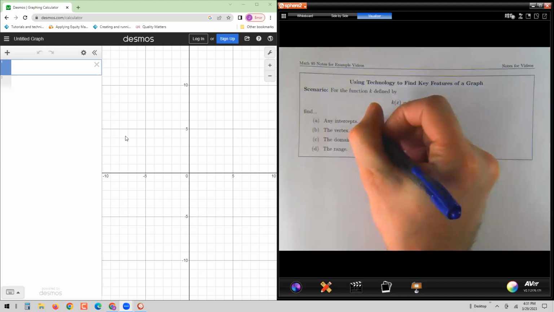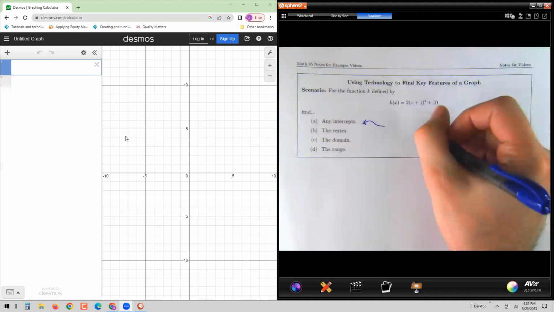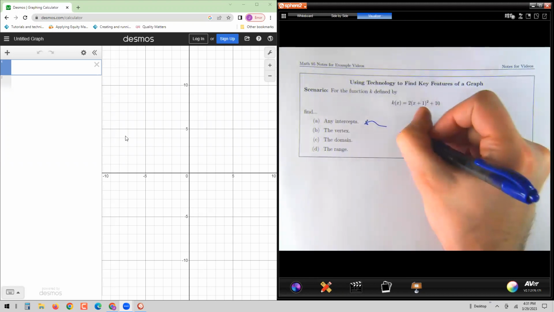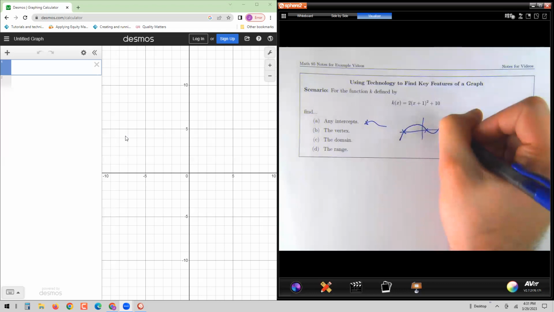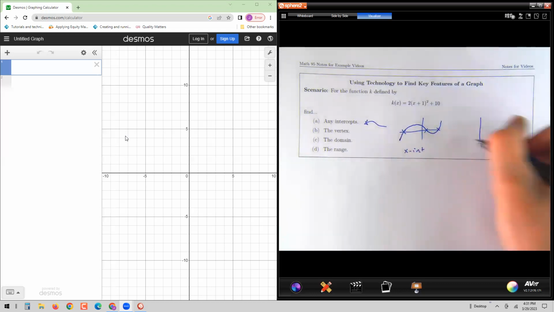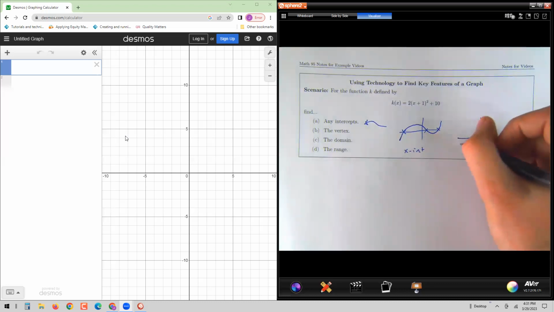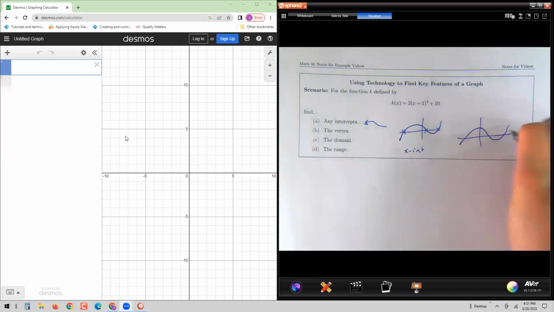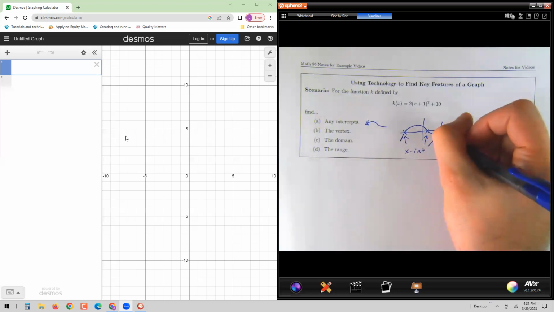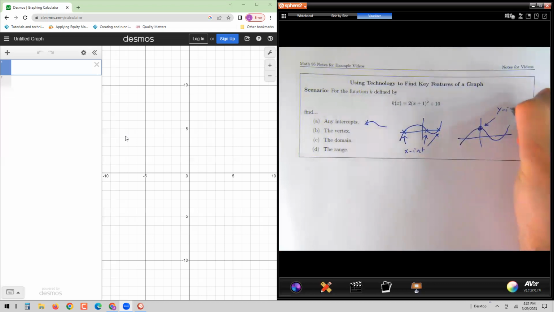When I'm talking about intercepts, there are two types. There are x-intercepts. These are the spots where it crosses the x-axis. The other type of intercept that I might want to look out for is where it crosses the y-axis, the y-intercept. So I'm going to look for both types of intercepts, where it crosses x and where it crosses y.